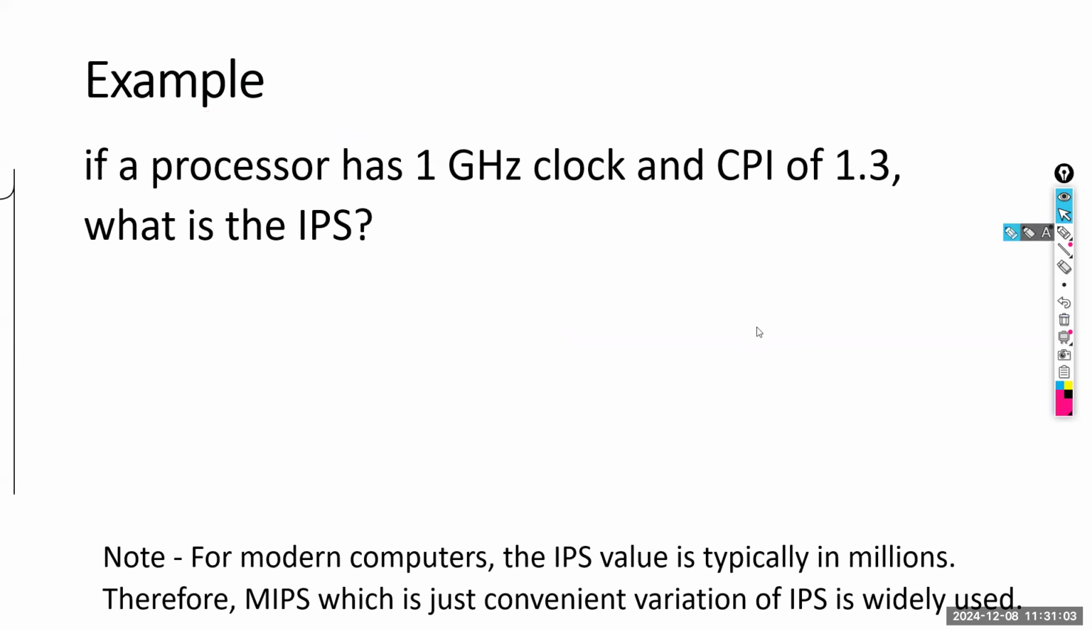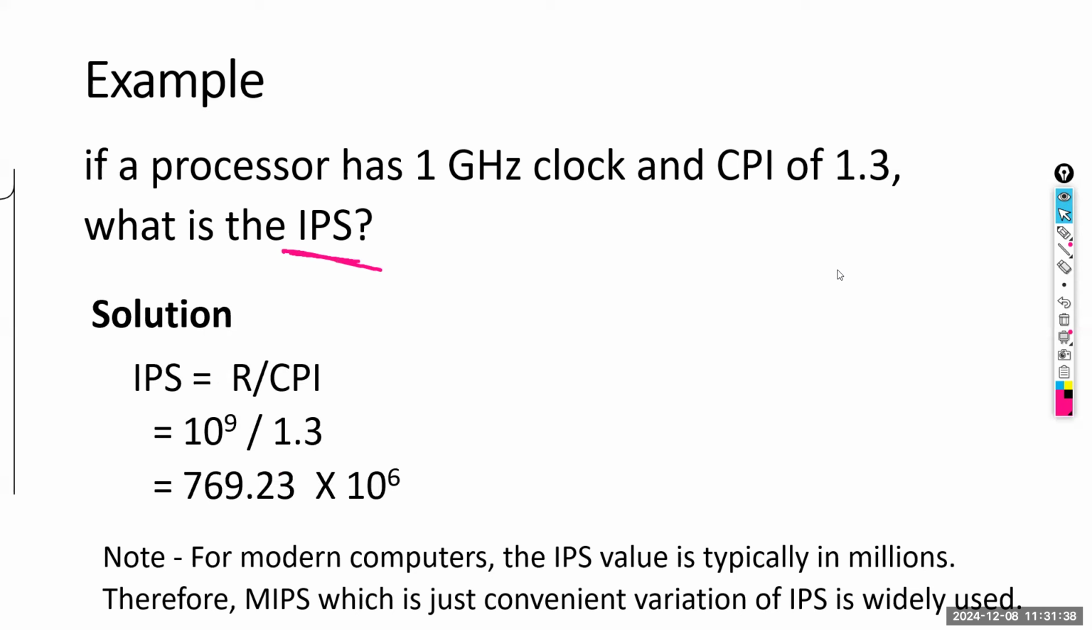If a processor has a 1 gigahertz clock rate and a CPI of 1.3, that is cycles per instruction, think that one machine instruction takes 1.3 cycles. It does not actually take 1.3; it is an average, because some instructions take 1, some take 5, some take 2, but most of them may be simple instructions. That is why 1.3 comes. What is the IPS? This is a typical example.